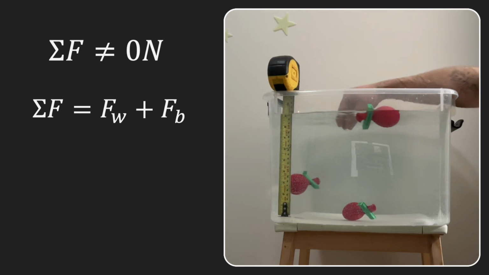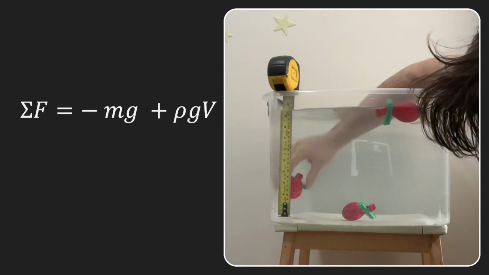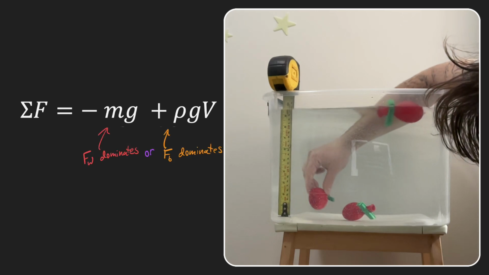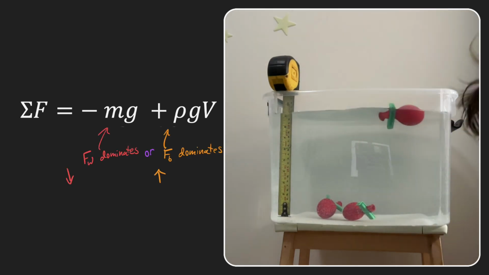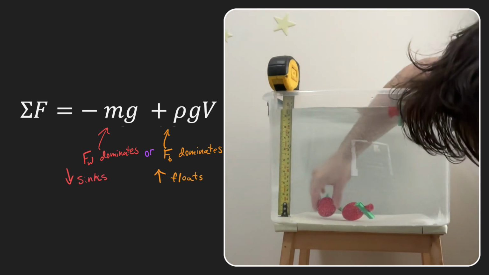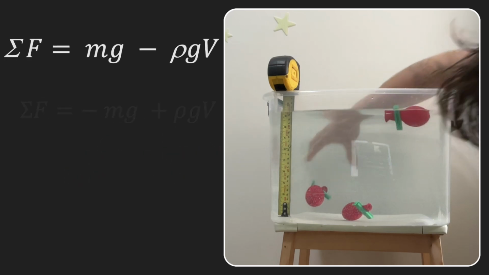Given that the only 2 forces we can recognize here are the weight and the buoyancy force, we can expect that one is dominating the other, likely based off of depth. If the weight dominates, we should see the balloon sink, and if the buoyancy force dominates, we should see it rise. But what values are actually changing?